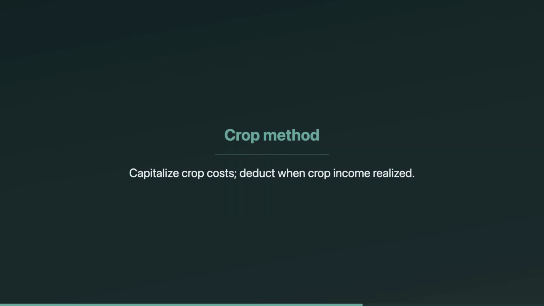Now the special one, the crop method. This is only for farming businesses, and it requires IRS approval. It's designed for crops that aren't harvested and sold in the same year they're planted. Instead of deducting costs as you go, you capitalize the entire cost of producing the crop, seed, young plants, and other production costs, and then deduct those costs in the year the income is realized.